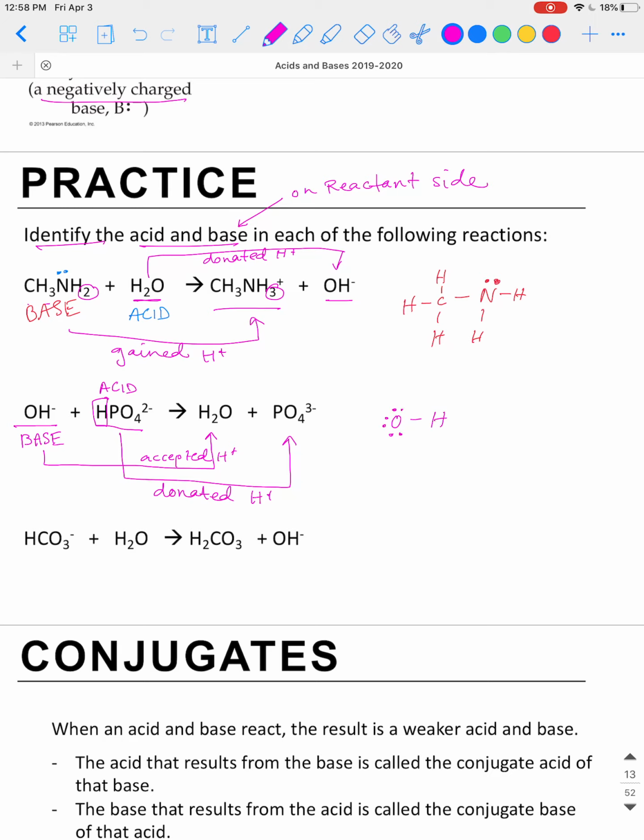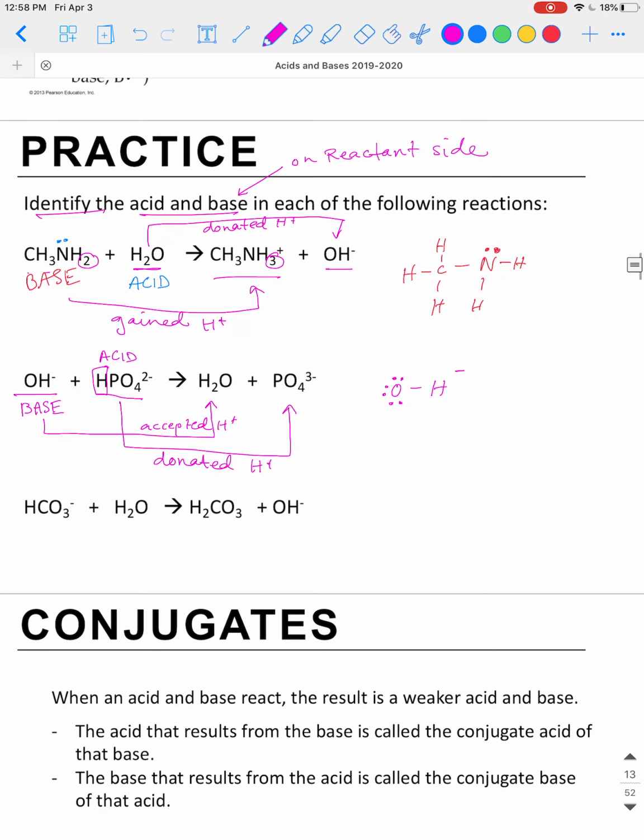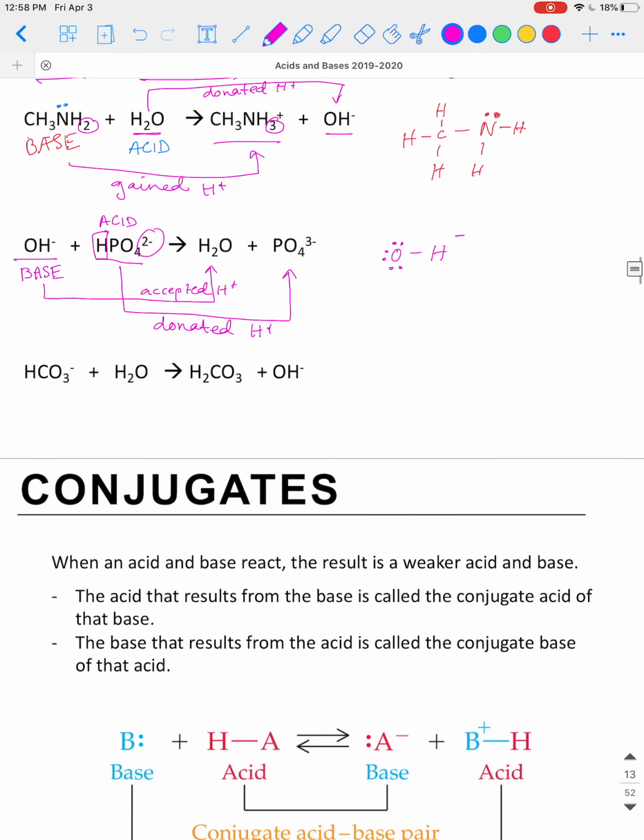Now remember, if we draw the Lewis structure for OH minus, we've got plenty of lone pairs here to accept that hydrogen from HPO4 2 minus. So again, an acid doesn't have to be a neutral compound either. Here, the acid had a 2 minus charge on it. Last one, we have HCO3 minus, and we have water.